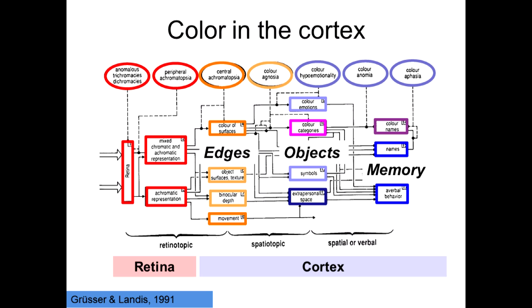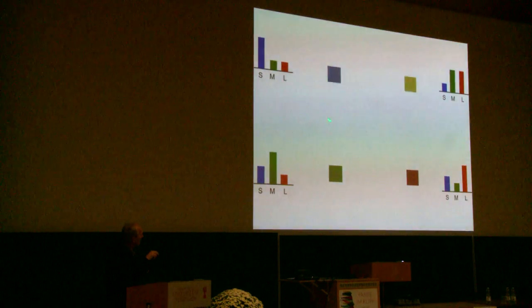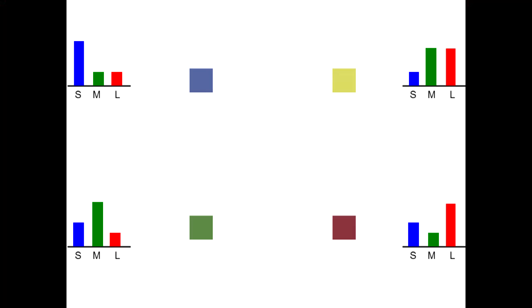Just remembering the cone excitations won't do us much good. So here's again the diagram where we have the isolated patches and the cone excitations that go along with it. But the problem is that the same cone excitations can lead to different color appearances, and different cone excitations can lead to the same color appearance.